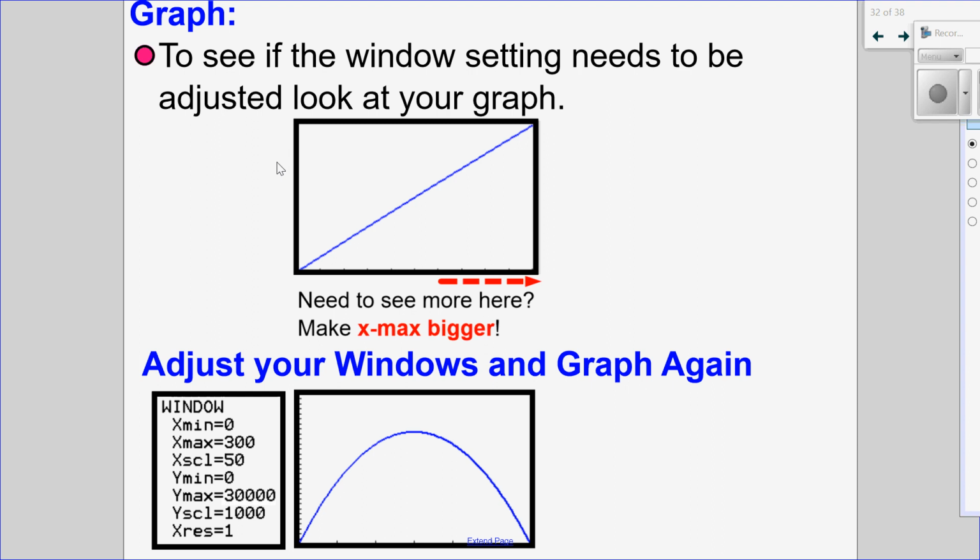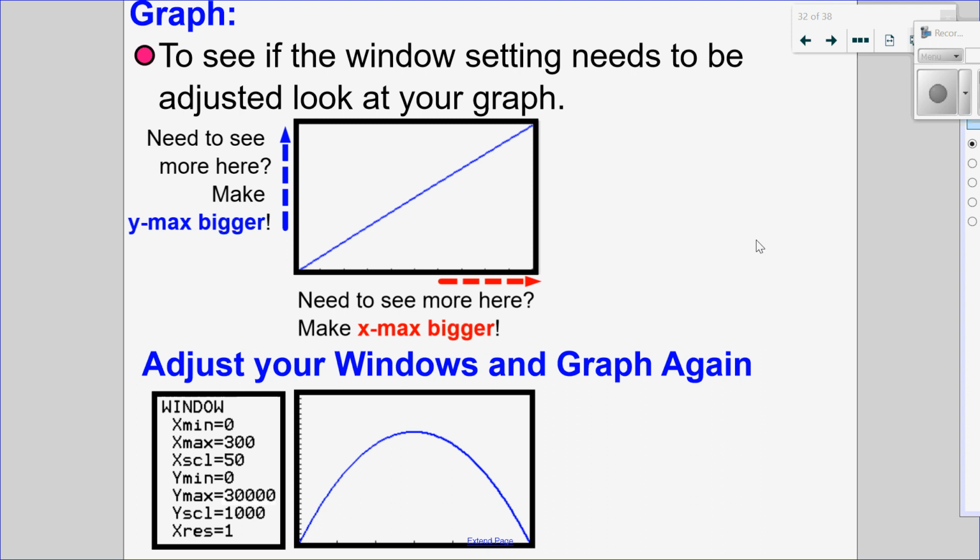To see more of the graph up here, make your Y max bigger. And you can do this a couple of times until you kind of get it right. So you can see what I adjusted my windows to here. And this is probably after fiddling with them a couple of times because I want to see the majority of the graph nicely spaced out. So as you adjust your windows, if you still need to see more over, make the X bigger, make the Y bigger, and just keep going until you get a nice shaped graph.